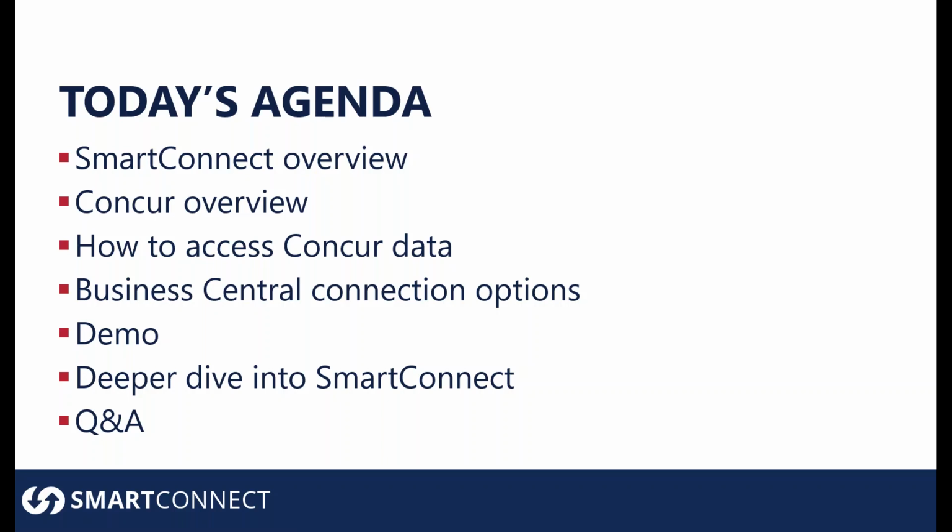We'll switch over to Business Central. We'll look at how we connect with that. And then we'll run through the actual demo of seeing that data integrate back and forth. Finally, we'll dive into SmartConnect, talk about some of the additional features that you're going to want to put on to any integration that you set up, whether it's Concur or not, just in general, some tips and tricks around that. And then finally, our Q&A at the end.